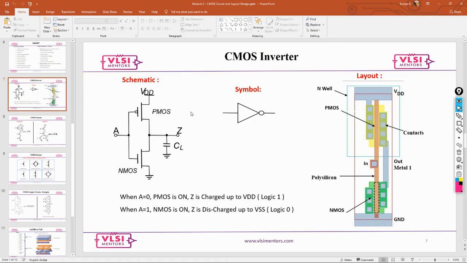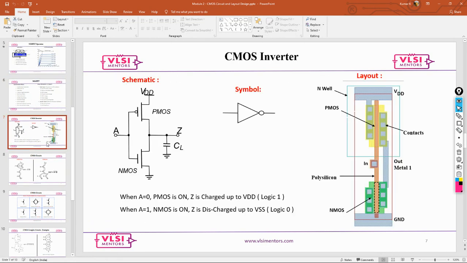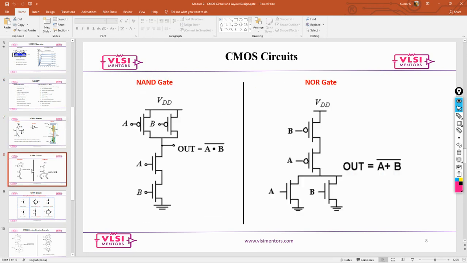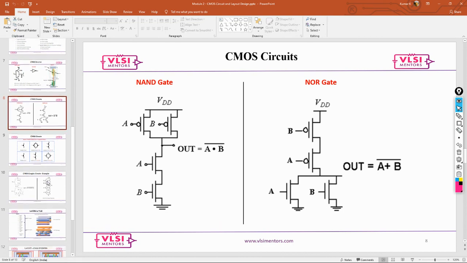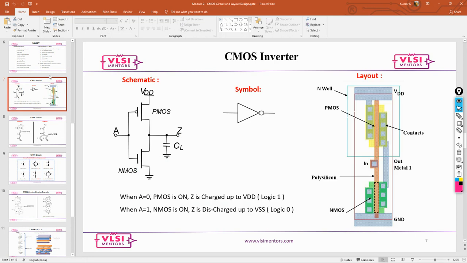Moving on to our regular topic. I know I need to cover the second order effects, but since this is the last class for everyone, from next week onwards I would be moving to the closed group classes. I would be explaining it at that point of time, because I wanted to give you how to design the circuit, so that you learn much more. The second order effects you can also go and learn yourself.